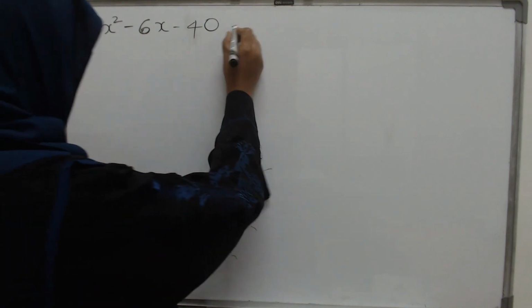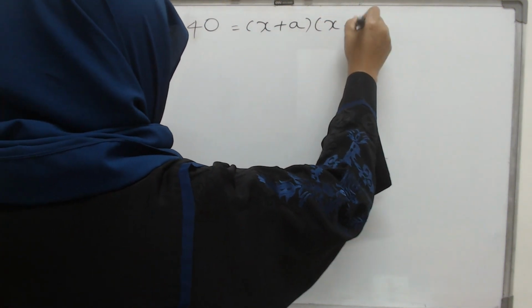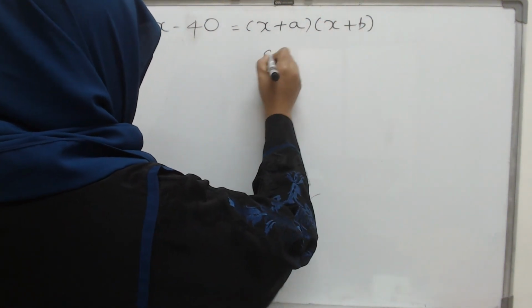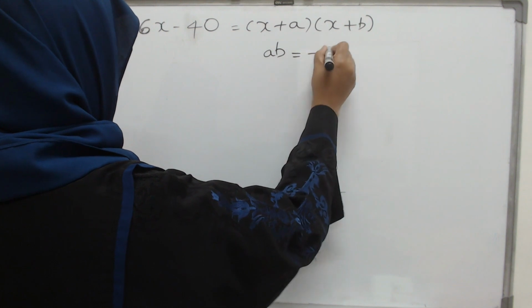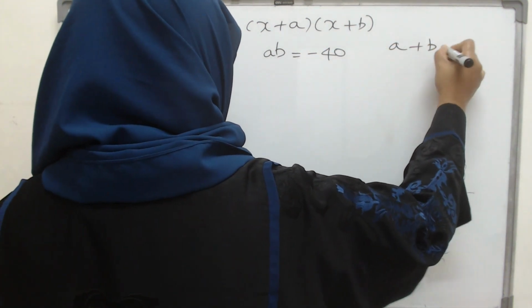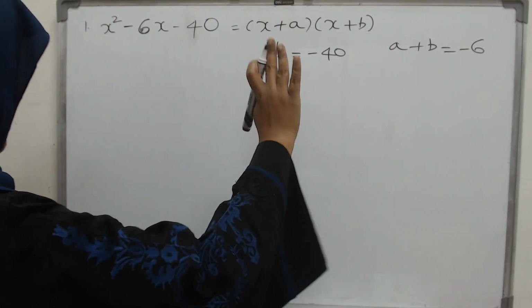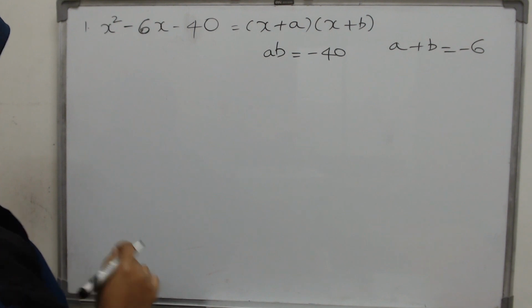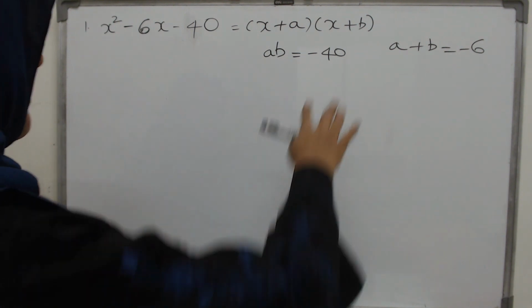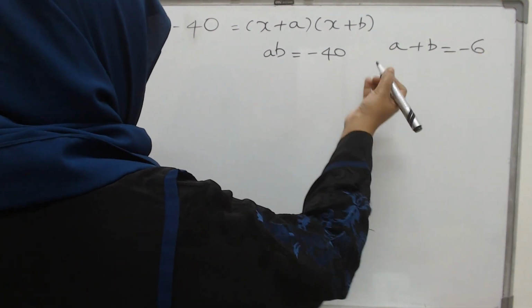Let it be of the form x plus A into x plus B. So we are looking for 2 numbers which when multiplied will give you minus 40 and which added will give you minus 6. Start with your product. Forget about the minus. Just think about the numbers that when multiplied will give you 40 and when added will give you 6. What all can you think of?